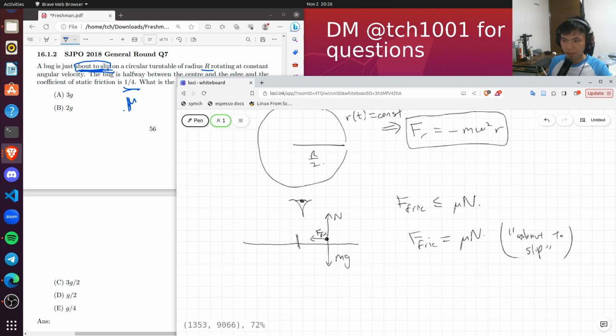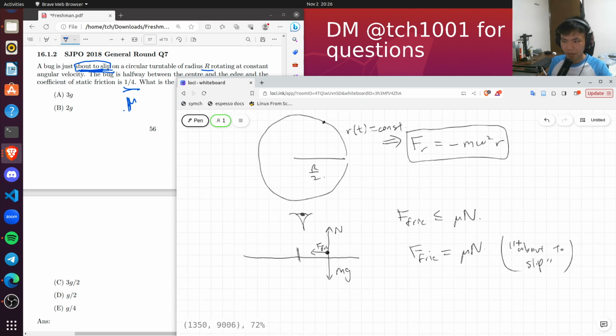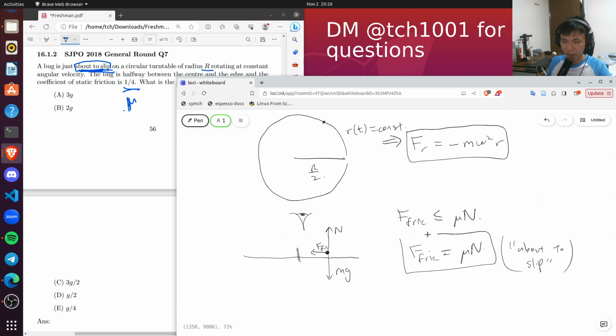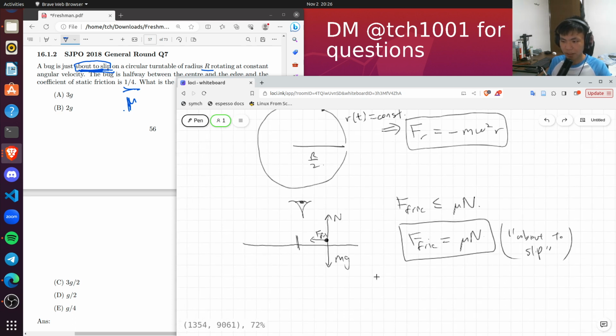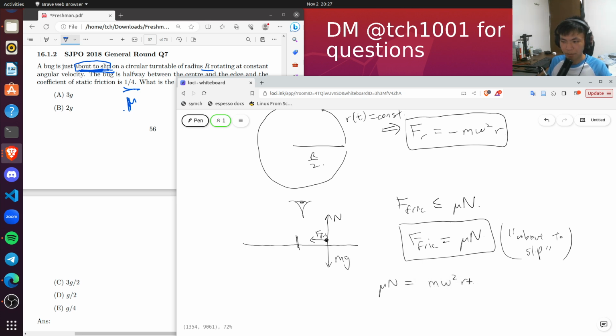So with this, we can see a few points. We can see that friction is equal to mu n since it's about to slip, and friction is the one that's providing the centripetal force. So equating the two, we actually get that mu n is equal to m omega squared r, and r in this case is big R/2. In this case, big N is mg.